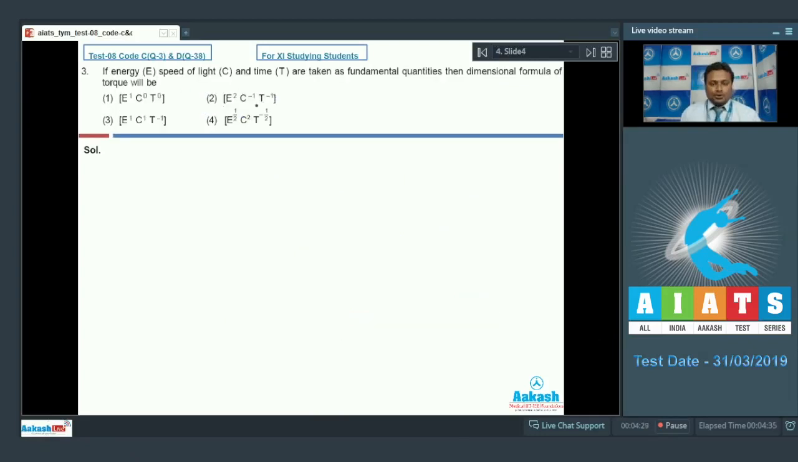Here is question number 3. Students, energy, speed of light c and time t are taken as fundamental quantities. Then the dimensional formula of torque will be what? We know very well the torque tau equals what? Force into position vector r into sine theta.